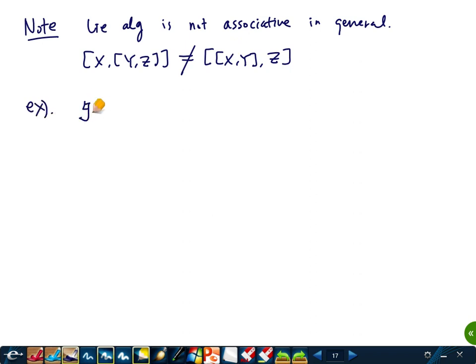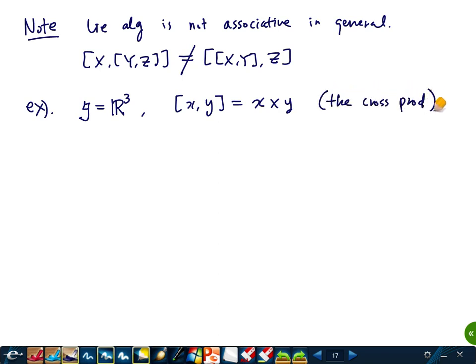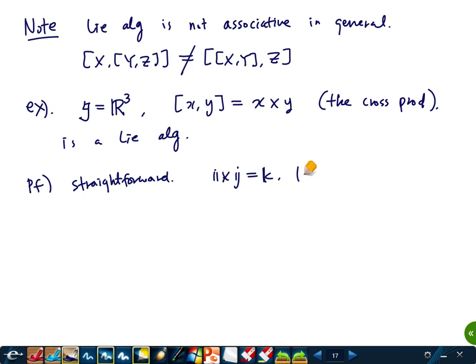Example. This is a very well-known example. I guess you're all familiar with this. R3, a real vector space. Let's define the Lie bracket of two vectors x and y to be the cross product, in the usual sense, in R3. This is a Lie algebra. The proof is straightforward. Recall that R3 has three basis elements, and i cross j equals k, j cross k equals i, k cross i equals j, and using this you can check the Jacobi identity.